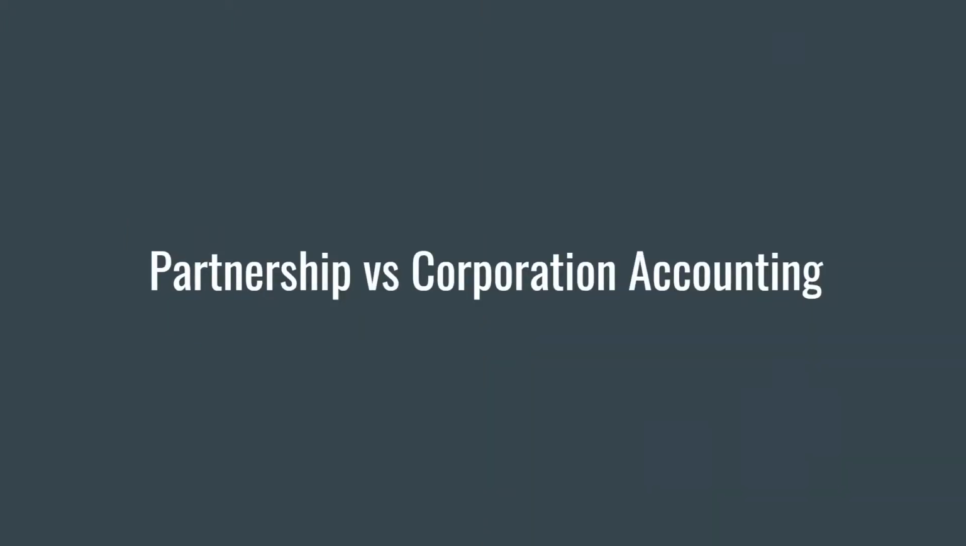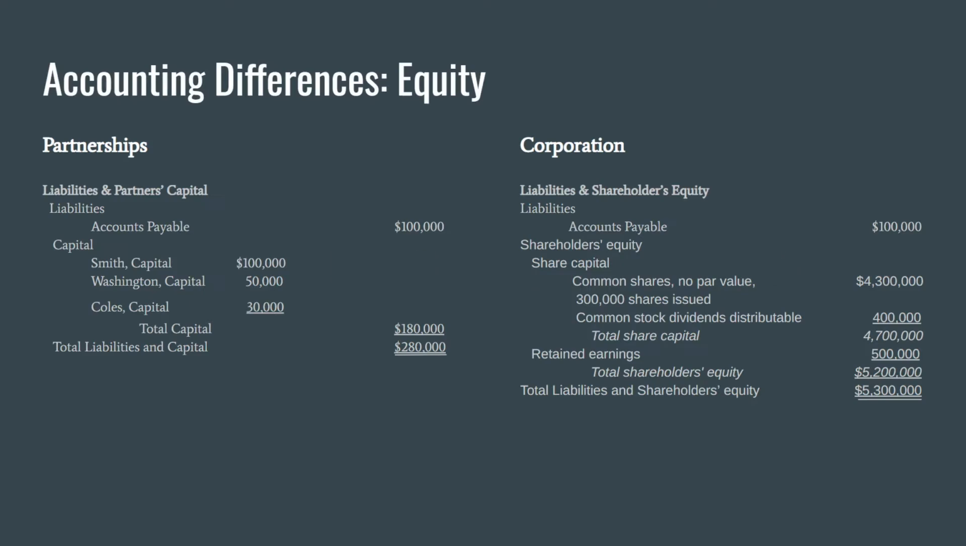Now, looking at the accounting differences for partnerships and corporations, it largely is in the equity section, where let's say you had three owners, Smith, Washington, and Coles, and their total capital resulted in 180,000. This would just be added to the liability section, in this case 100,000 plus 180,000 for 280,000 in total liabilities and capital.